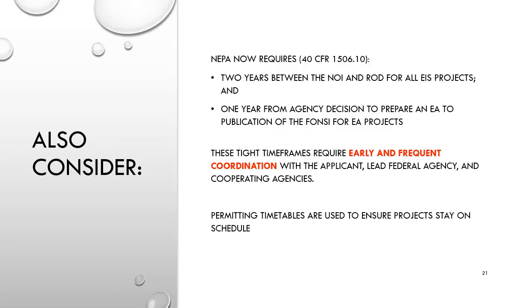Also, NEPA, the National Environmental Policy Act, now requires a 2-year period between the notice of intent to prepare an EIS and the record of decision for all EIS projects, and 1 year from the agency decision to prepare an environmental assessment to the publication of the FONSI for EA projects. So these timelines are getting much tighter for federal agencies and applicants to get their stuff together, which requires early and frequent coordination to ensure that everybody's on the same page and we can meet these tight time frames.